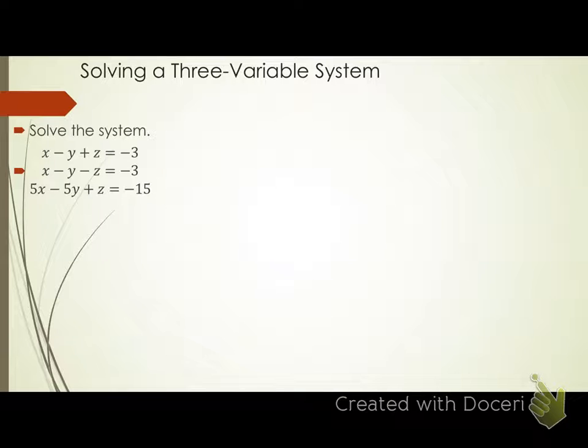Solve the system. X minus y plus z equals -3. X minus y minus z equals -3. 5x minus 5y plus z equals -15.